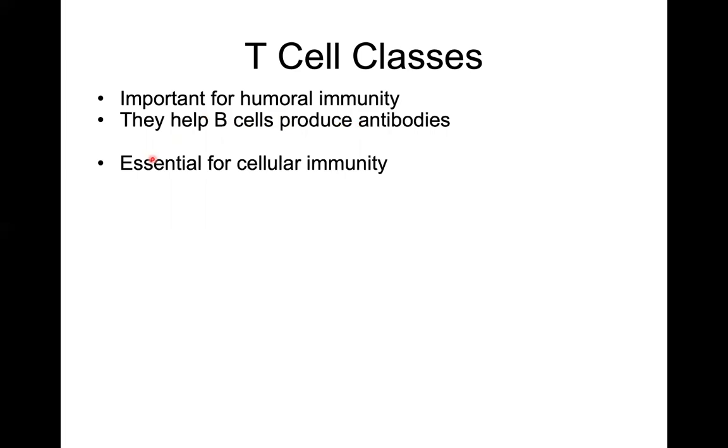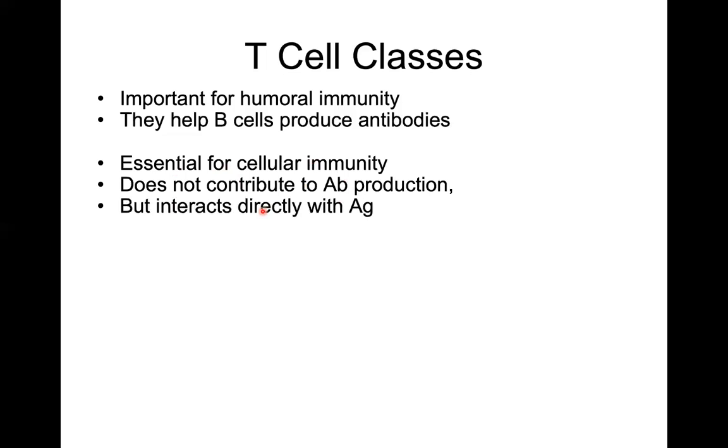And then there are other types of T cells that are essential for cell-mediated immunity, or cellular immunity. Cell-mediated immunity is not involved in antibody production. Instead, these classes of T cells interact directly with the antigen. Again, there is no antibody involved in this. There are two classes of T cells: T helper cells, or TH cells, and T cytotoxic cells, or TC cells.